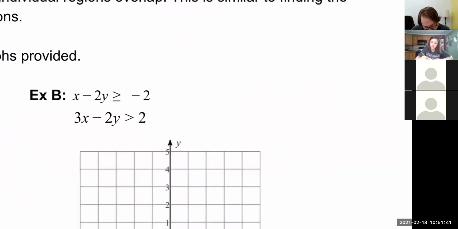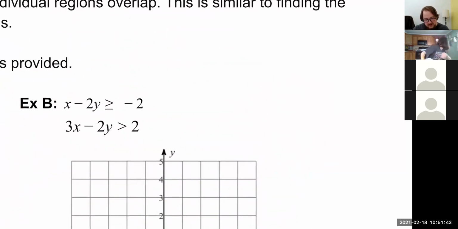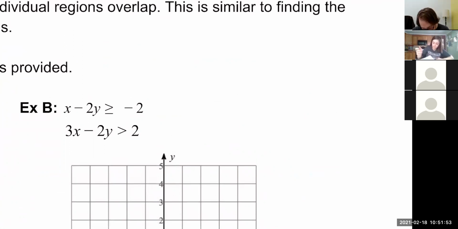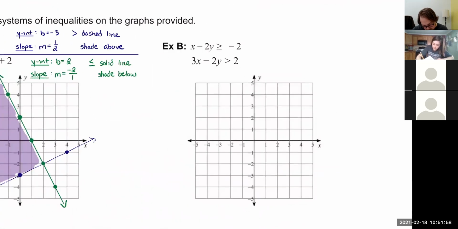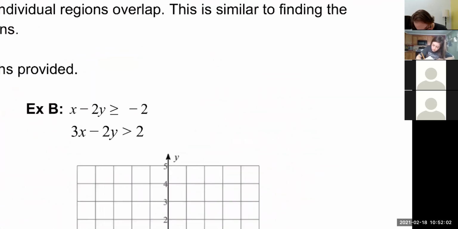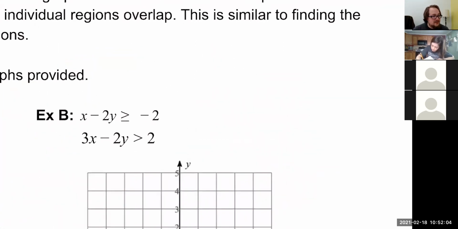But I'm going to move on to example B here. And right off the bat, I start to grumble a little bit because neither of these are in slope-intercept form. So I have some work to do. So I'm going to try to use this blank space up here at the top. Let me try to think ahead. We'll start with the first one and we'll see how much space we have left for the second one. So I'm going to start with the top one.